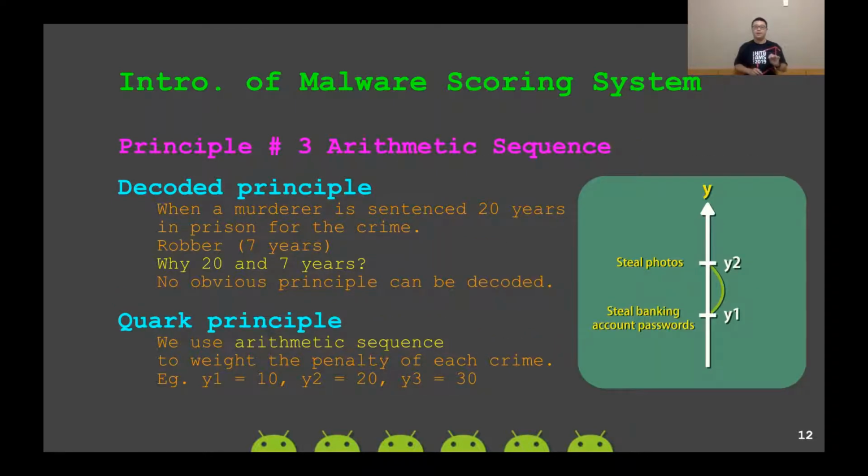Okay, now let's see principle number three, arithmetic sequence. In criminal law, when a murderer is sentenced 20 years in prison, and a robber is sentenced 7 years in prison for his crime, have you ever thought about why 20 and 7 years? Why those numbers? We found no obvious principle in criminal law. So, we use an arithmetic sequence to weight the penalty of each crime. For example, for white one, which is steal banking account password, the penalty weight is 10. And white two, which is steal photos, the penalty weight is 20. And white three, 30, etc.